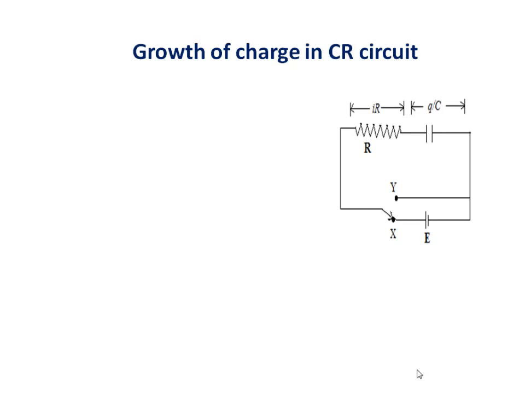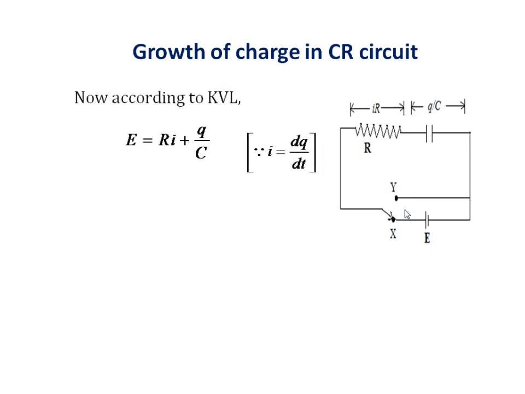So first we will see the growth of charge in a CR circuit. So here is the CR circuit. The capacitor and resistance are connected in series. The battery of EMF E is applied across the series combination of resistance and capacitor when the position of the switch is at X.